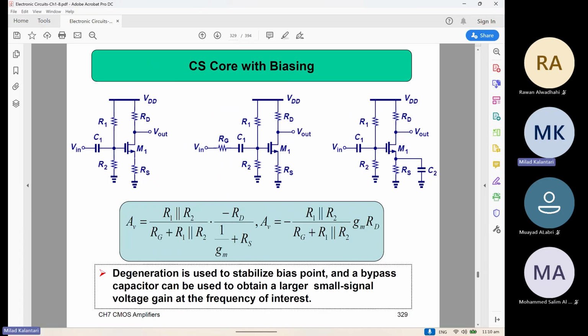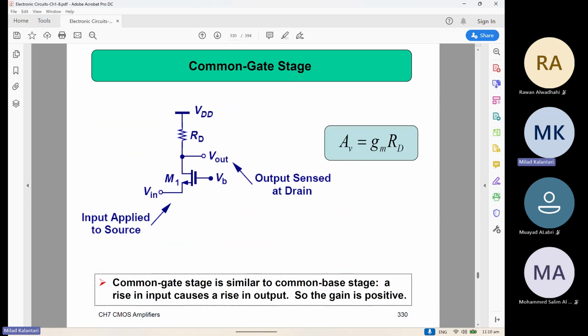So again, similar to whatever we had seen before, we need to have some DC block for the bias at the input. And if we don't have this bypass capacitor, it is not working well for the gain. So you add this bypass capacitor to increase the gain. Something similar to whatever we had.